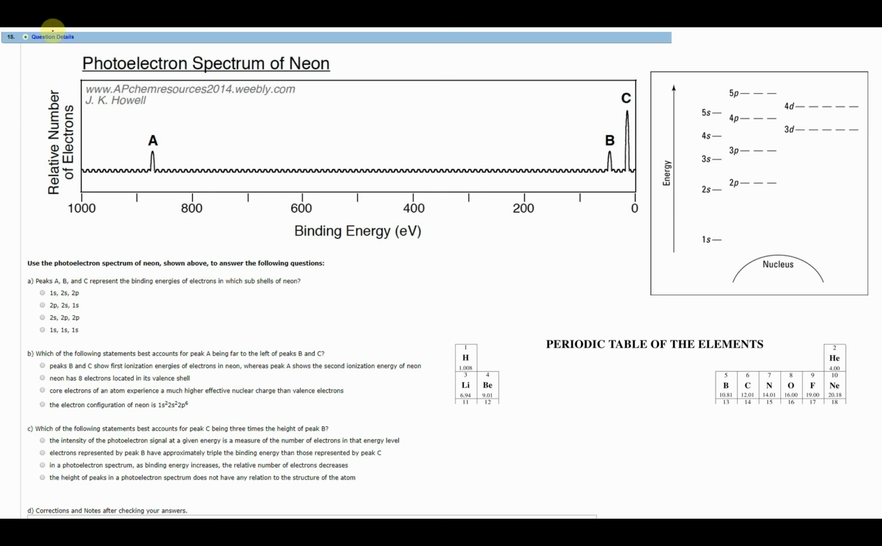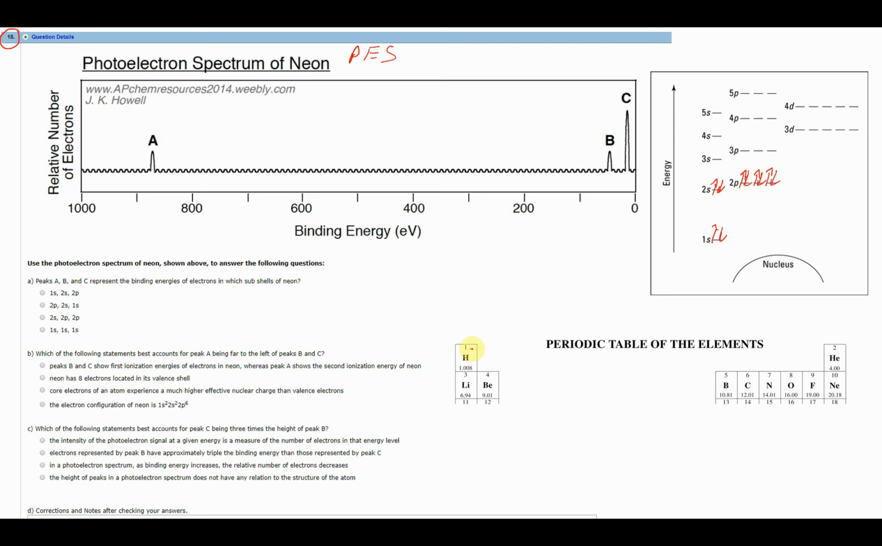Okay, so we're going to look at number 18. In number 18, they give us a photoelectron spectrum, a PES. They say it's of neon, and they want to know some questions about it. The background on this is, remember that these peaks correspond to where electrons are in neon. So it might be a good idea for us to get clear on what the electron configuration looks like for neon. So remember to obey Hund's rule, and then there you go.